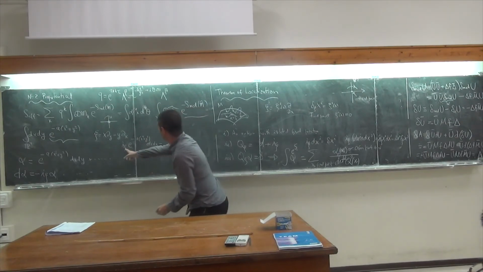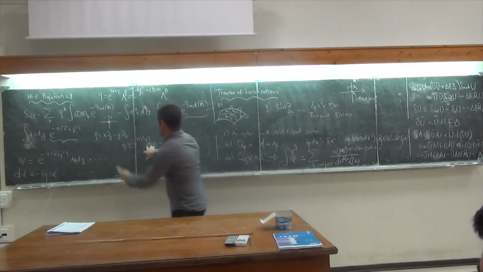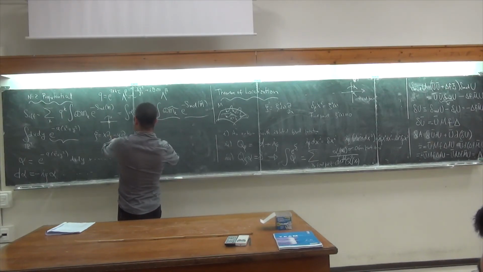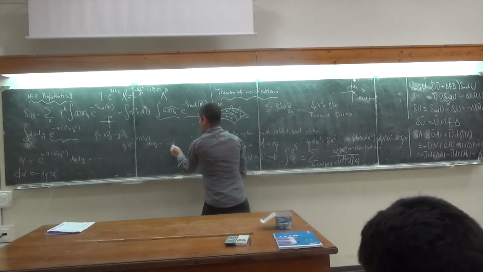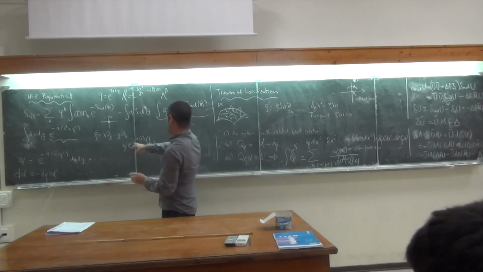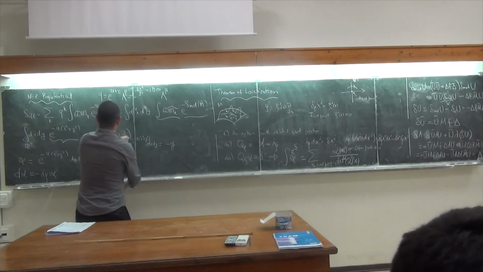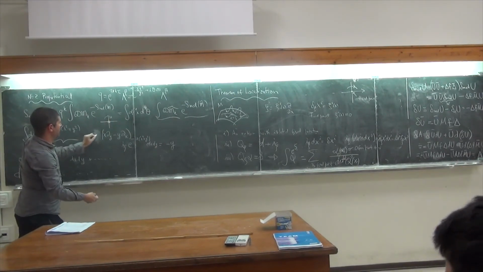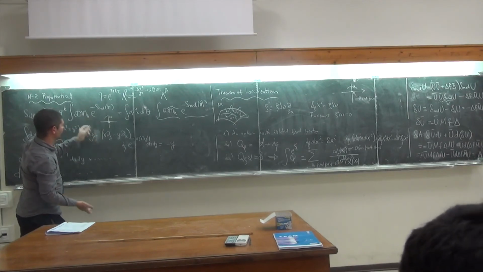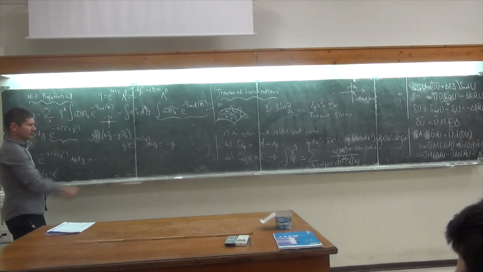I replace dx by the component of dx here, minus y, for instance. Minus y, sorry, this is the generator of the rotation. And then let's put some constant here. It's called epsilon.